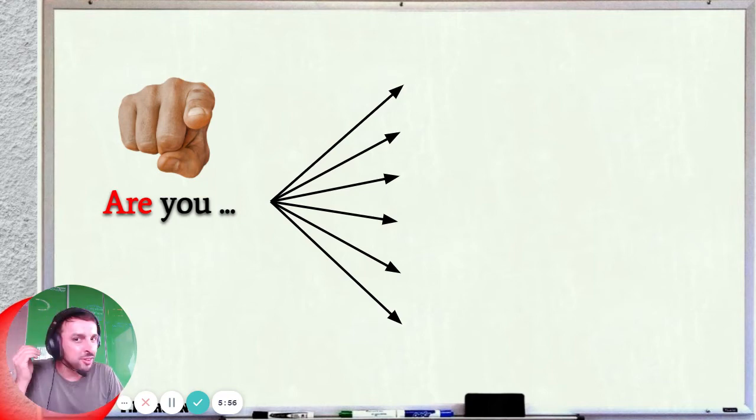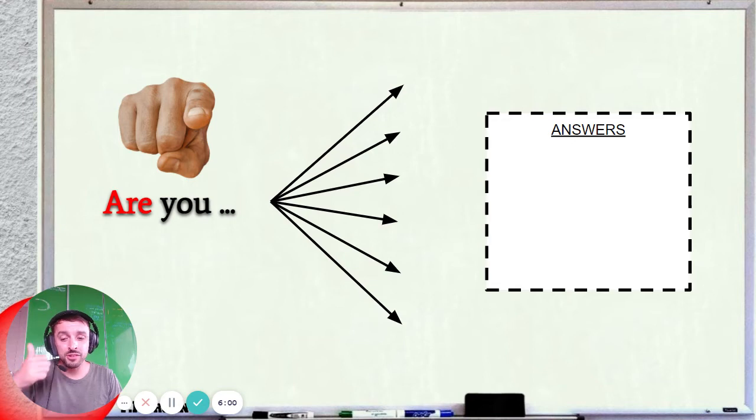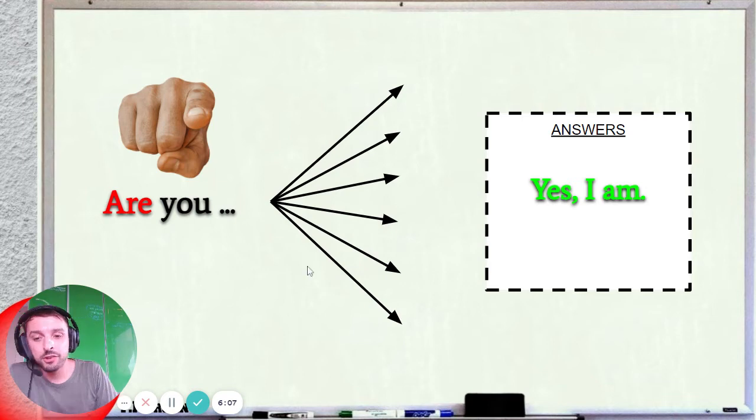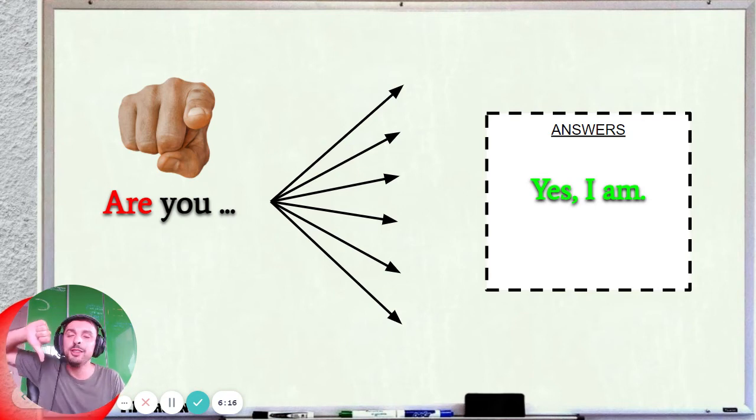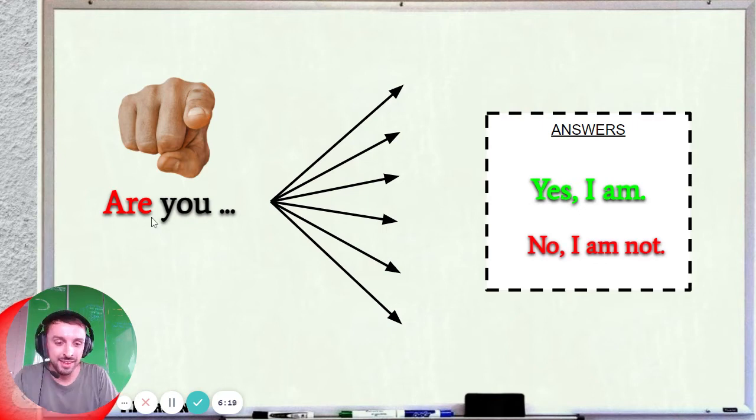Okay, and the last one is are you? Are you a doctor? Are you a student? Are you a nurse? Are you ready? What are the 2 answers? Yes or no? So answer 1, yes, I am. Because remember, you changes to I. So yes, I am. And no, I am not. Again, because the answer is no, we just put a not on the end. And with this one, we take I am, push it together, and we make I'm. No, I'm not.